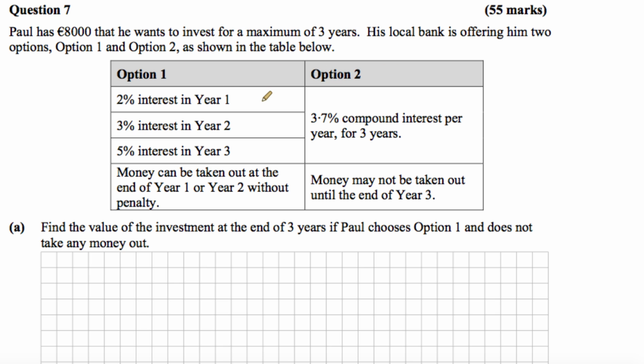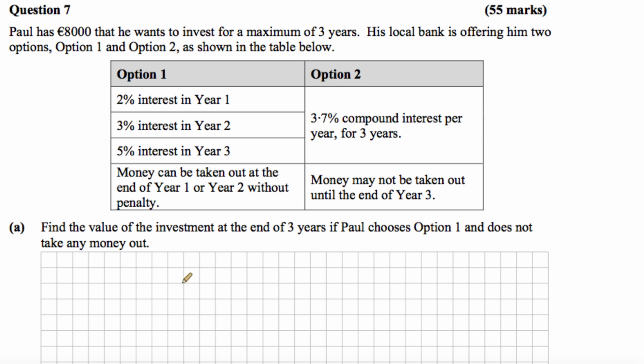So option 1, he gets 2% interest in year 1, 3% interest in year 2 and 5% in year 3. And his money can be taken out at the end of year 1 or year 2 without penalty. Option 2 then, he gets 3.7% compound interest per year for 3 years. And with option 2, his money may not be taken out until the end of year 3.